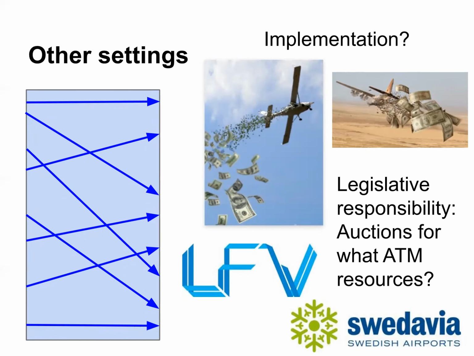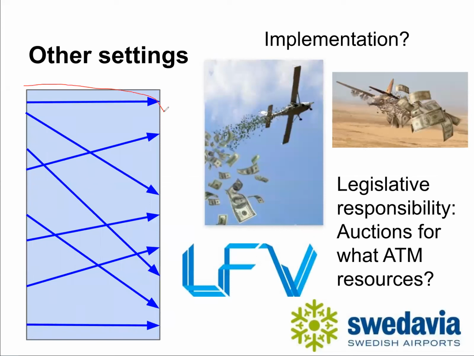Other settings, so we were talking about the airport slots. Of course, there are also airspace slots. Well, you know, here I have this airspace, and a lot of aircraft want to cross it from left to right, and they have to go in bulks. How do you assign slots? Who goes first? Who goes next? And so on. And then of course, the implementation.